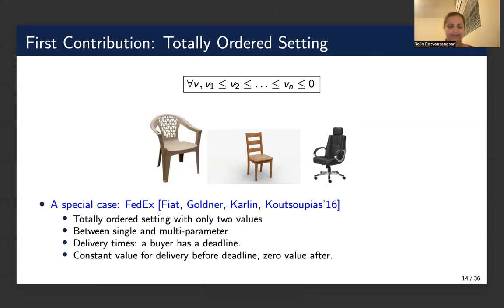In this setting, basically, we have a total order setting with only two values. We can look at it as delivery times. Let's say the buyer wants their items delivered, and they have a deadline for the delivery. If the item is delivered before that deadline, then they get a constant value whenever it's delivered. And if it's after the deadline, then they're going to get the value 0. And the FedEx setting is interesting because it is in this sweet spot between single and multi-parameter settings.